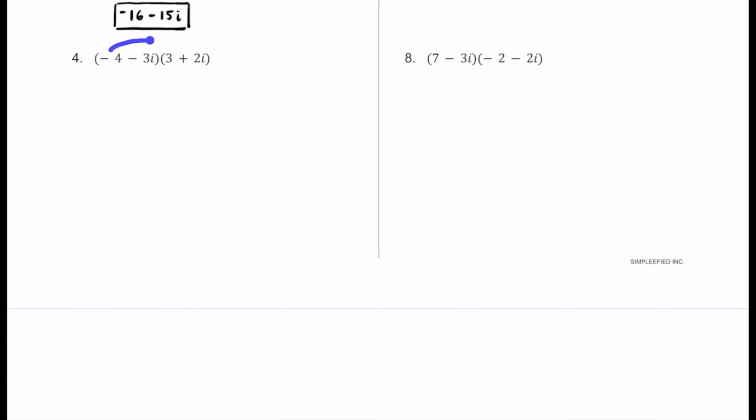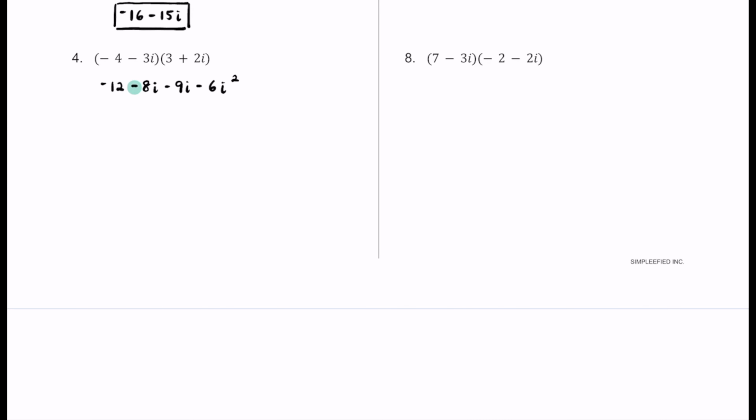For number 4, we have the quantity of -4 minus 3i times the quantity of 3 plus 2i. Let's take this -4 multiplied by 3 first. That's going to be -12. Now take this -4 multiplied by positive 2i. That should be -8i. Then we'll take this -3i multiplied by 3. That's going to be -9i. And then finally, this -3i times positive 2i. That's going to be -6i squared.